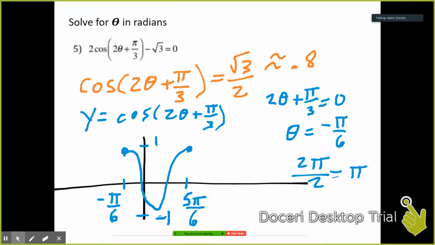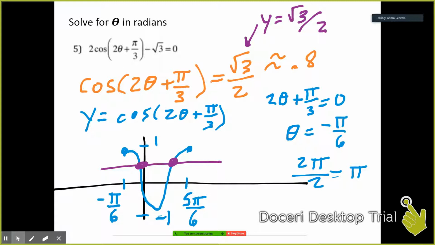All right, so on this interval, if we graphed the other side of the equation, so like y equals root 3 over 2, we can see on this interval between negative pi over 6 and 5 pi over 6, it's going to intersect the graph twice. And it's going to repeat every period.